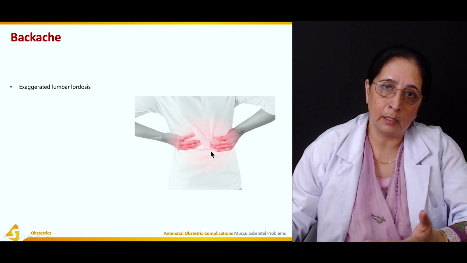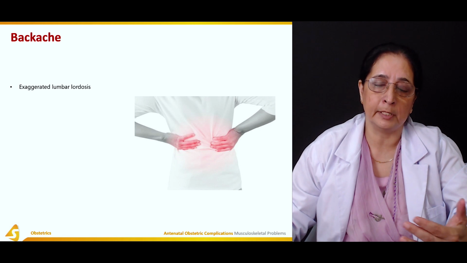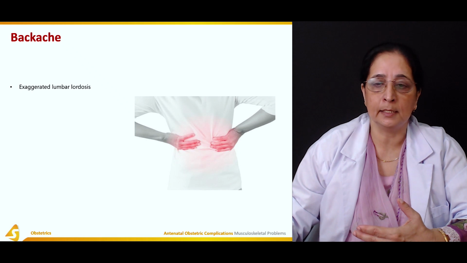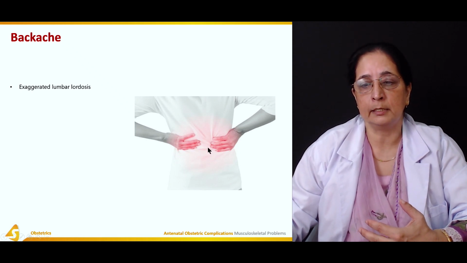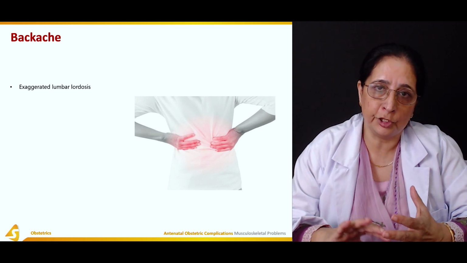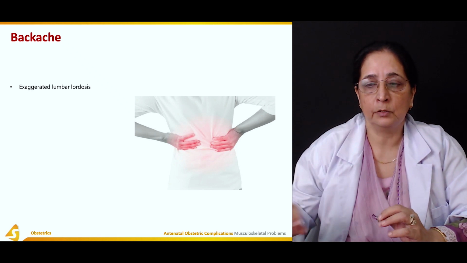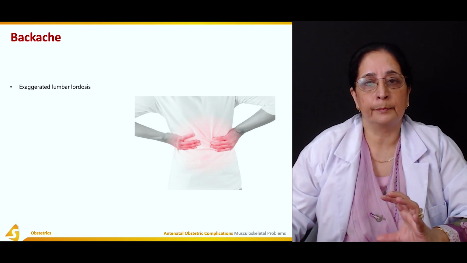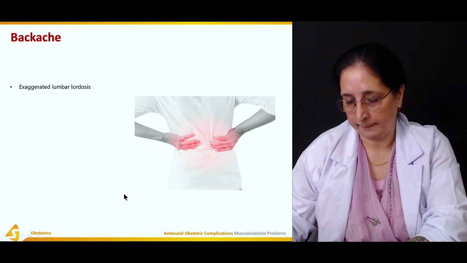Our vertebral column is divided into 5 sections. We have cervical vertebrae, then thoracic vertebrae. Below that is the lumbar region. So in the lumbar region, lumbar lordosis is the exaggerated inward curve of the spine. So that is a reason for the backache during the antenatal period.